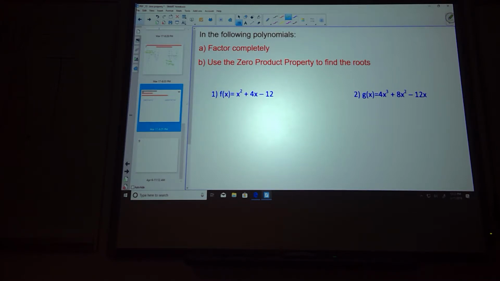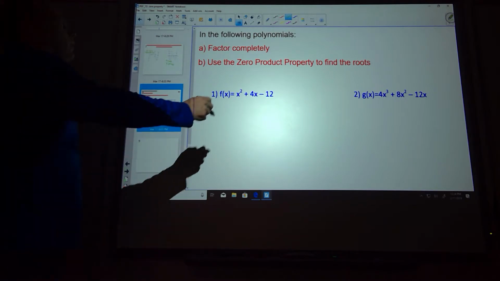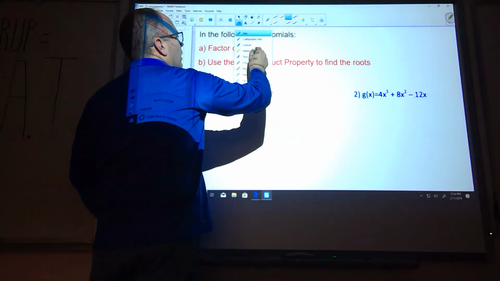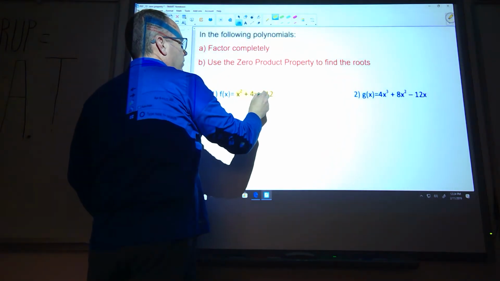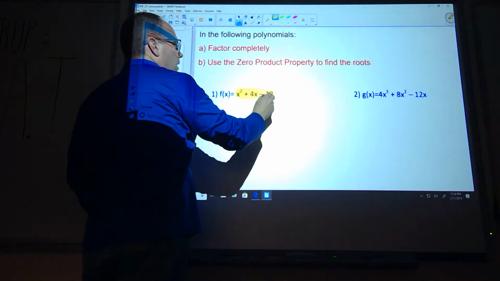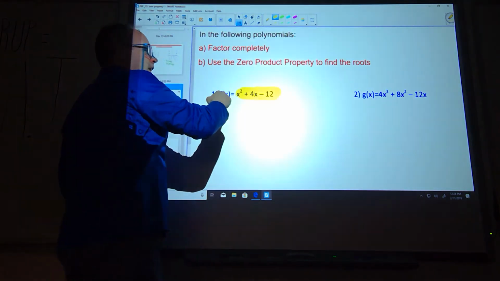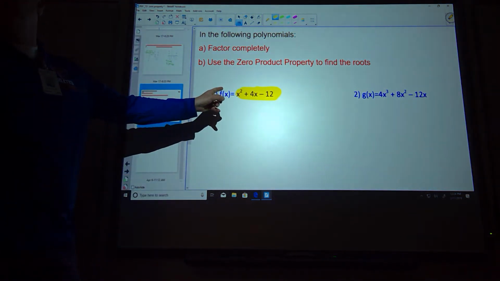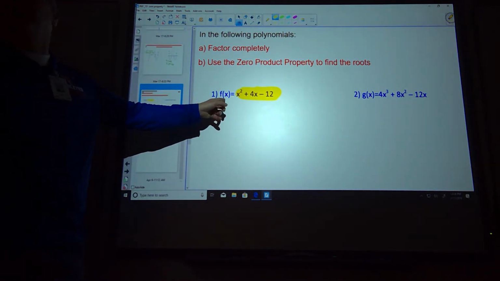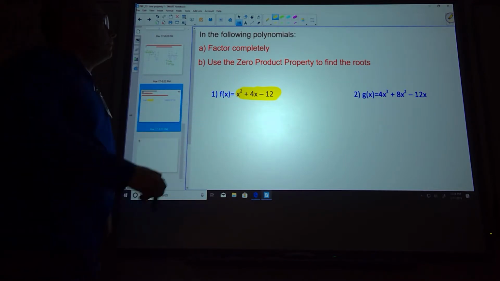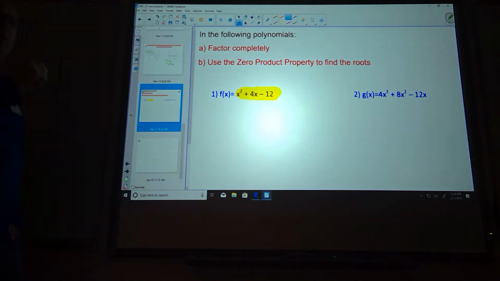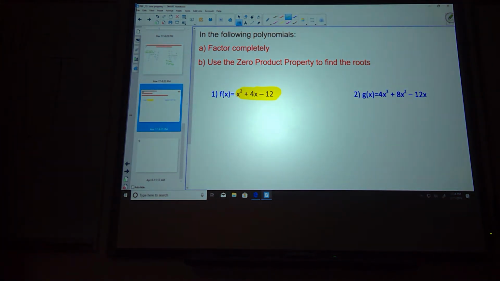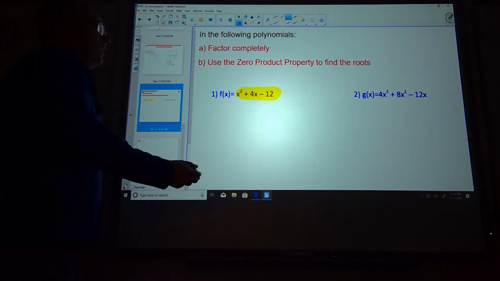It says factor completely. So let's take a look right here. I'm going to highlight right here. So I'm going to factor this out. Now, I know I have this f of x. This just means it's functional notation. That means the same thing as y. But we want to factor out that yellow part. So we just got done with a factoring unit, right? Let's see if I can figure this out.